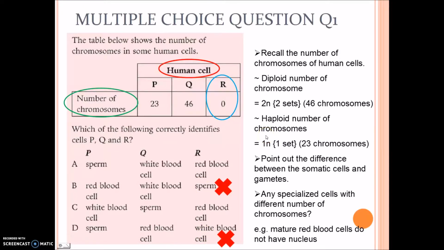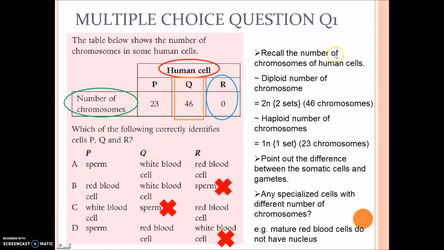So there is 1 hint for you. The second hint is that for Q, 46, 2 sets, so that must be a somatic cell but not a gamete cell, because gametes must have the haploid number of chromosomes. So cell Q must be a somatic cell. So the sperm cells are wrong, and so option C is also wrong.